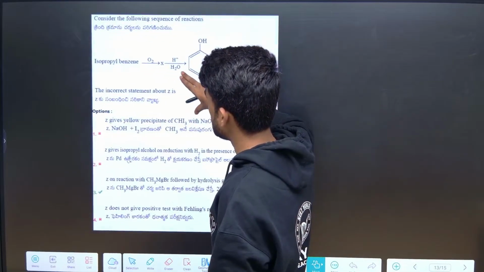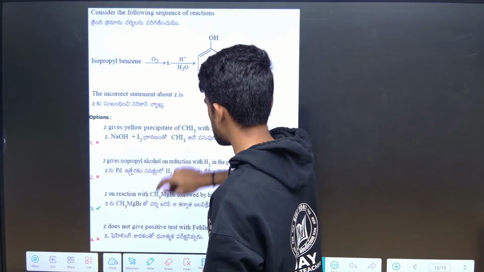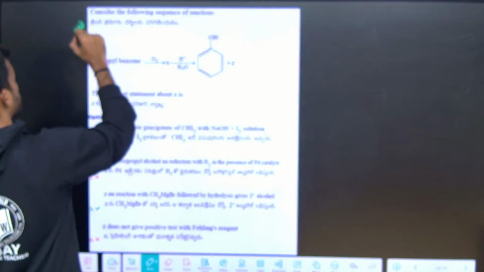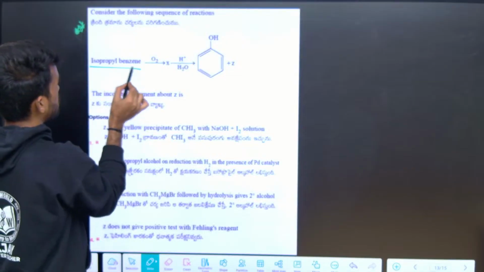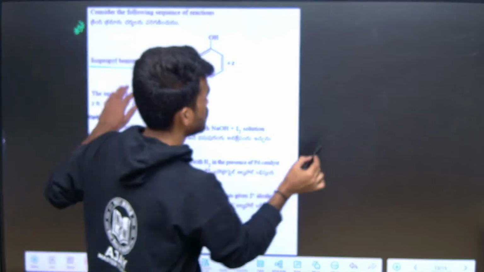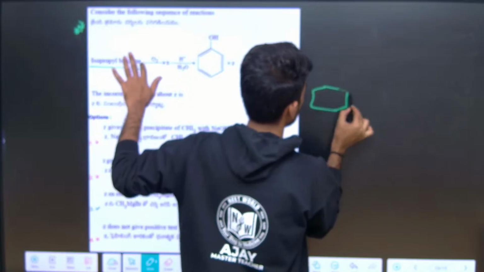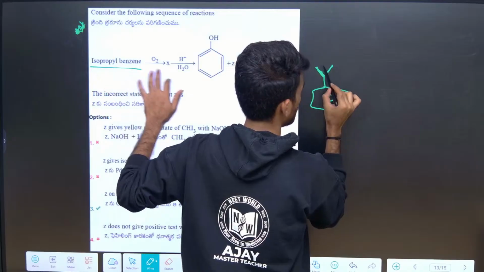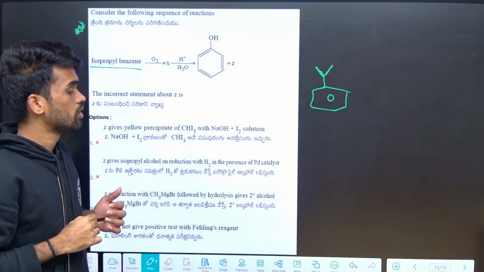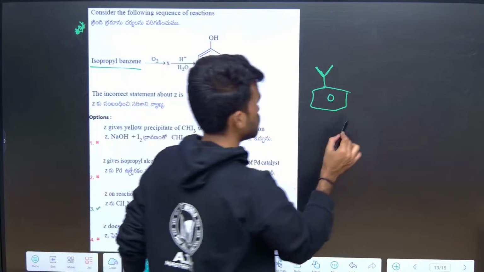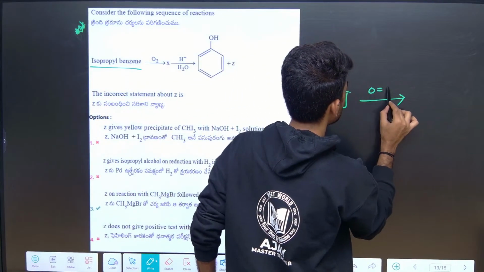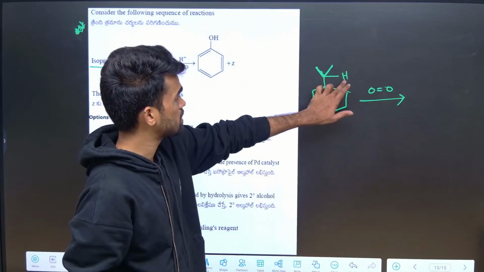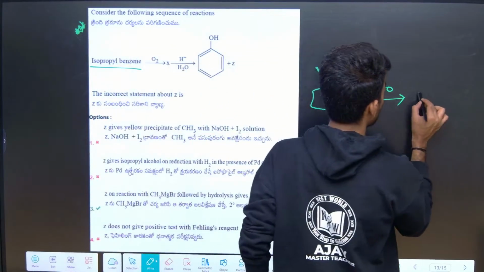This is one of the very frequently asked questions. You will be seeing the same question in JEE NEET exams also. Okay, so here isopropyl benzene. What is the structure of isopropyl benzene? So isopropyl benzene is this one. So benzene ring with this group like this. Okay. Now to this we need to add oxygen. So where can we add this oxygen? Oxygen means you can write like this. Here we have one hydrogen. So the reaction happens at this hydrogen. Okay. So it will be forming a peroxy bond.